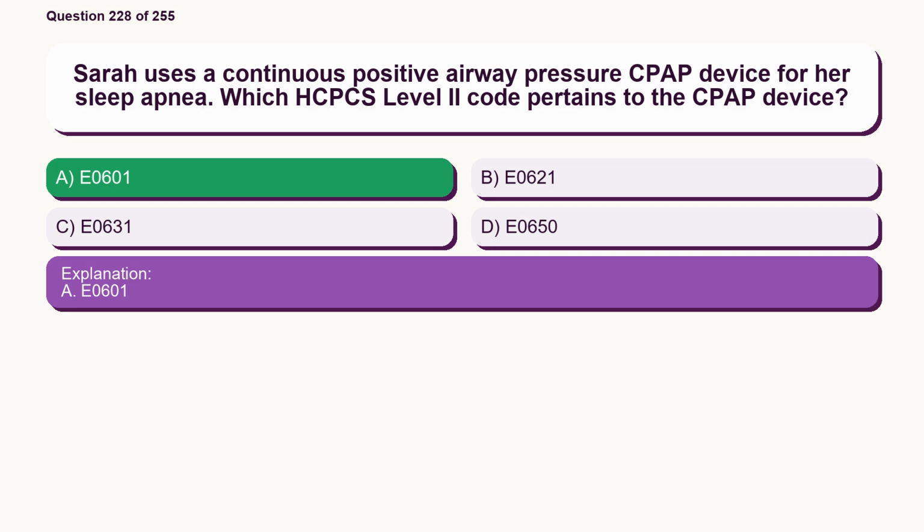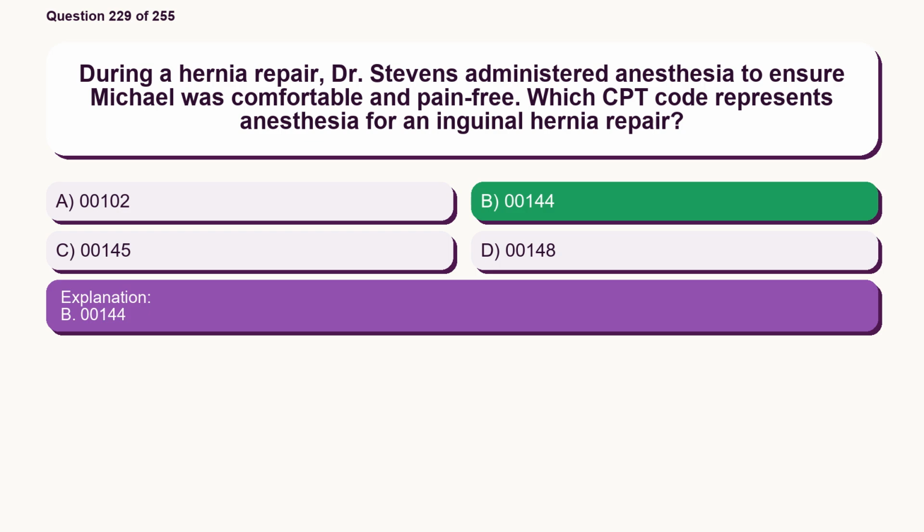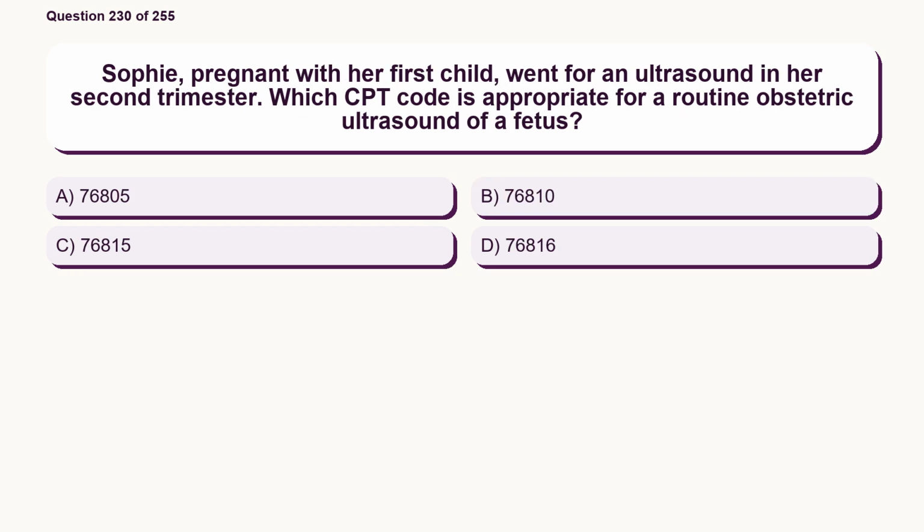Question 229. During a hernia repair, Dr. Stevens administered anesthesia to ensure Michael was comfortable and pain-free. Which CPT code represents anesthesia for an inguinal hernia repair? Option A 00102, Option B 00144, Option C 00145, Option D 00148. The correct answer is Option B, 00144.